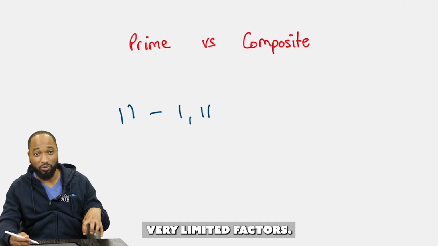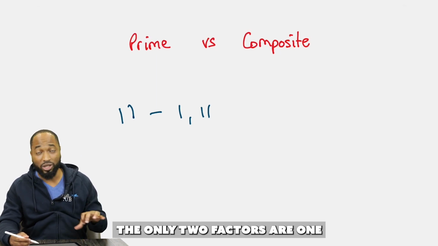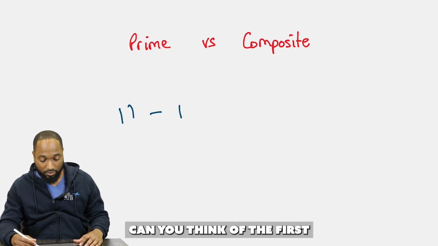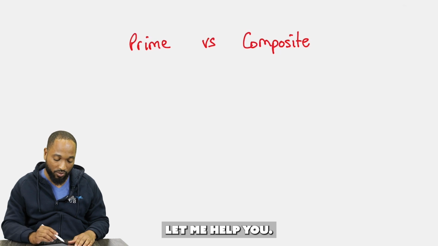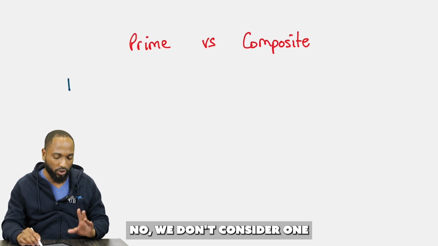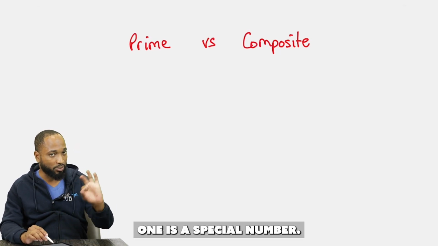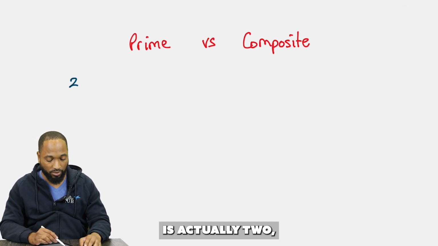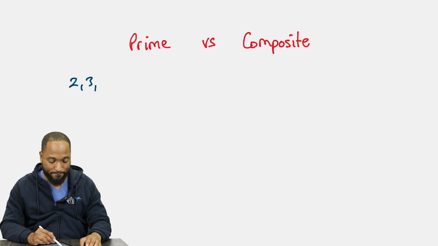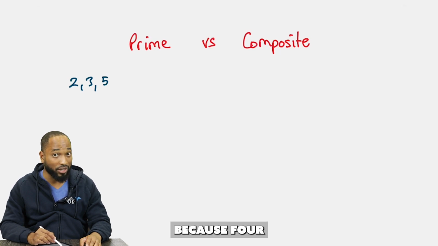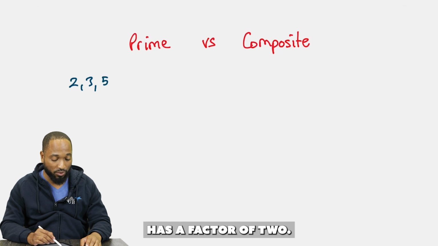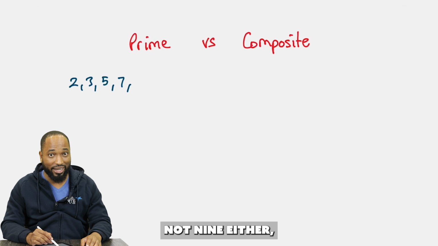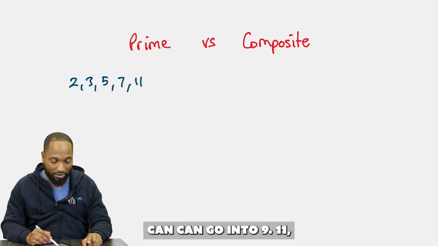A prime number is a number with very limited factors. In fact, the only 2 factors are 1 and itself. Can you think of the first 20 prime numbers? Let me help you. Is 1 a prime number? No, we don't consider 1 a prime number. 1 is a special number. It's a multiplicative identity. So the first prime number is actually 2. Then 3, then 5, because 4 has a factor of 2. Then not 6, but 7, not 8, not 9 either, because 3 can go into 9, then 11.